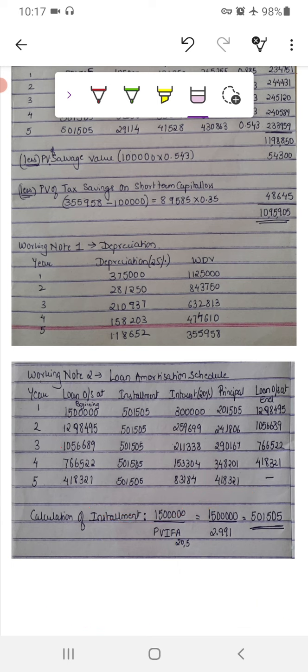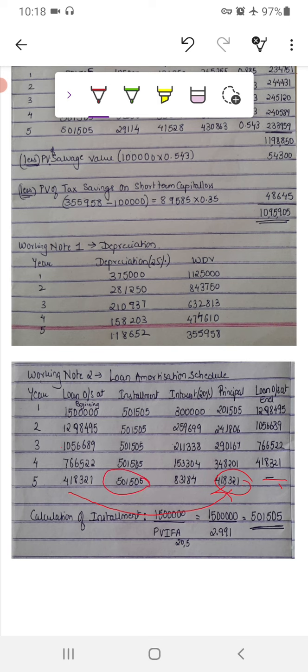In all the years your calculation remains the same: that is installment, then you calculate interest, then installment minus interest is principal, and then loan outstanding at the beginning minus principal is loan outstanding at the end. But in the last year, the problem is this does not tally. Your interest or your principal will not tally. That is the reason why whatever is the loan outstanding at the beginning becomes the principal amount, and your loan outstanding at the end would be nil.